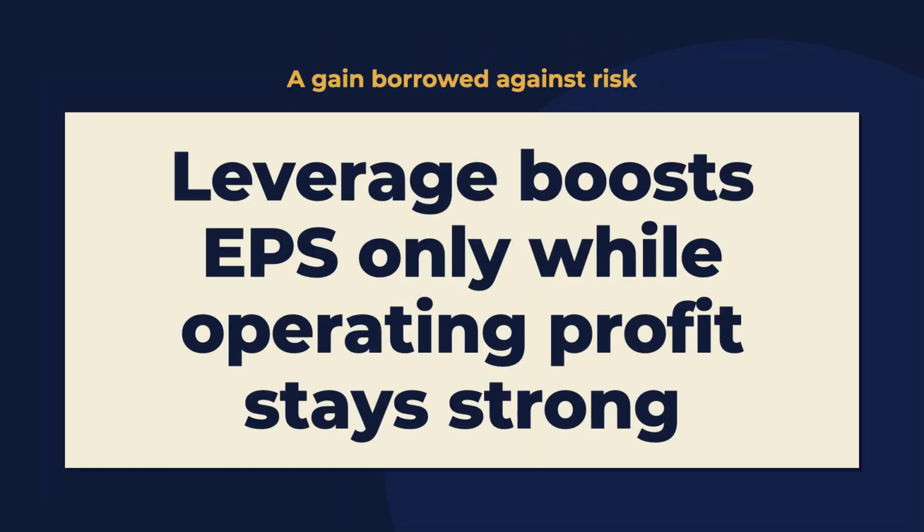But this edge is contingent on healthy operating profit. In a downturn, that same fixed interest charge would carve a deeper hole in the levered plan's earnings, reversing the advantage. So remember, leverage can lift per share earnings even as it lowers total profit, but only while operating profit stays comfortably above the interest bill.